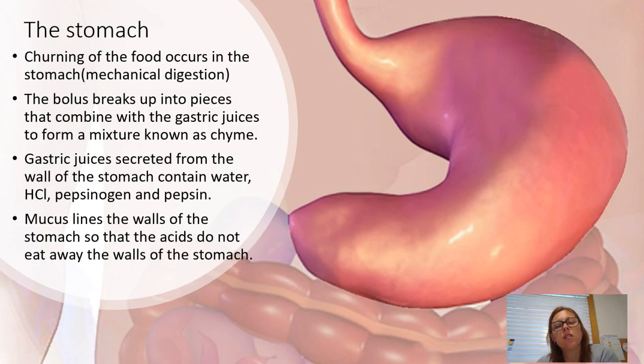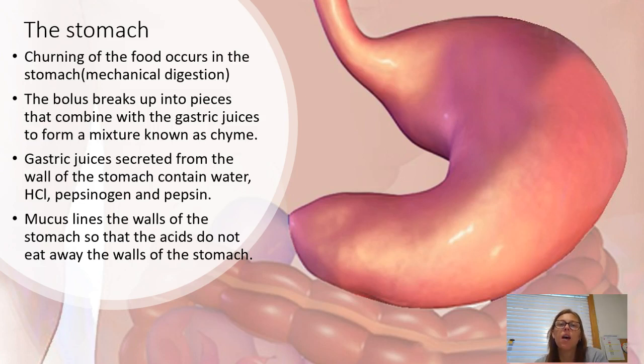So then the food goes into our stomach. So the churning of the food here continues. This is part of mechanical digestion, and that bolus that we swallowed, or that was formed in the mouth, is now combining with gastric juices, and it's forming a mixture called chyme. And these gastric juices are things like some water, the hydrochloric acid, then we've got pepsinogen and pepsin, which are enzymes, again working on your food to break it down into smaller components.